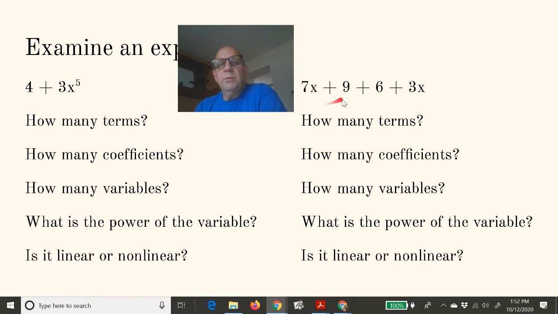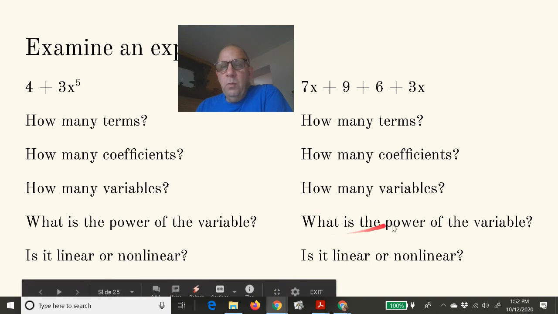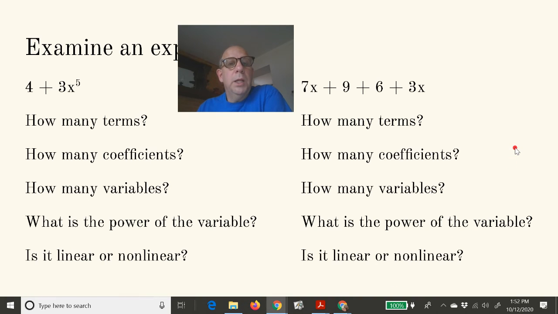This one, we have 7x plus 9 plus 6 plus 3x. How many terms? 1, 2, 3, 4 terms. I can combine them and end up with 2 terms. But right now, I have 4 terms. I have coefficients, a 7 and a 3. So I have 2 coefficients. How many variables? I have an x and an x. So I only have 1 variable because they're both the same. And what is the power of the variable? Both of them have a power of 1. So is it linear or nonlinear? That would be linear.